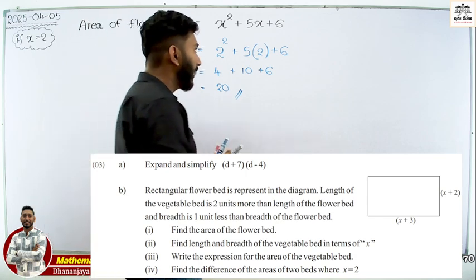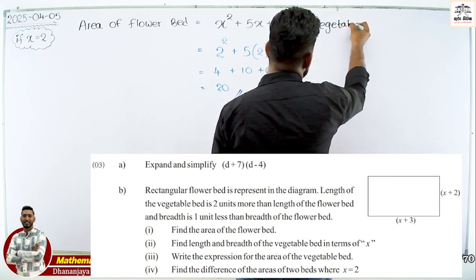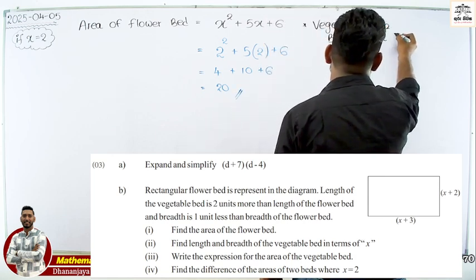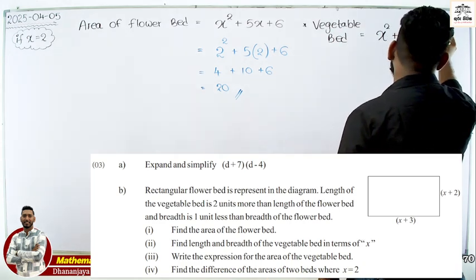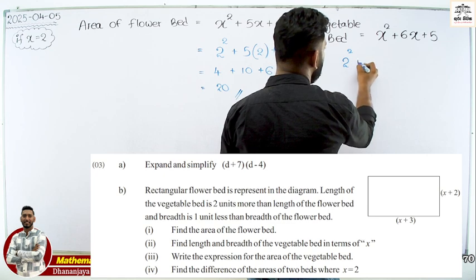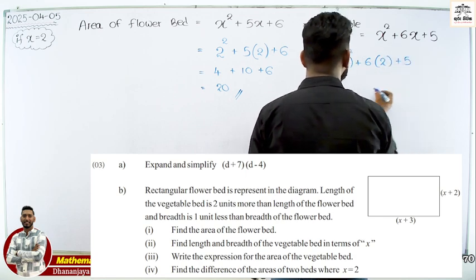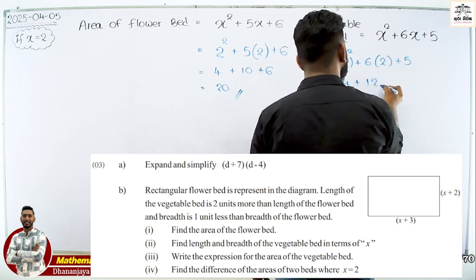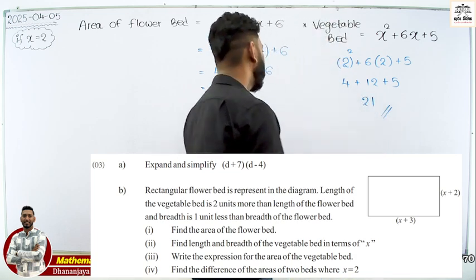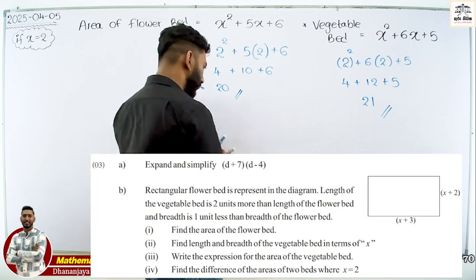Now I'm going to find the vegetable bed. Vegetable bed is x squared plus 6x plus 5. When x becomes 2, then 2 to the power of 2 plus 6 into 2 plus 5. 4, 12 and 5 is 21. Now you know how to find the difference: 21 minus 20.